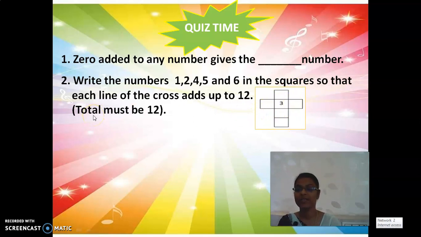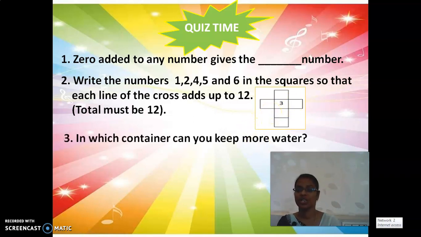Here they have given that the total must be 12, and these are the numbers you can use in these square boxes. Are you all clear? You can replace the numbers here, then add the numbers vertically and the answer should be 12, and while adding horizontally, the answer should also be 12. So like that you have to think and answer this.